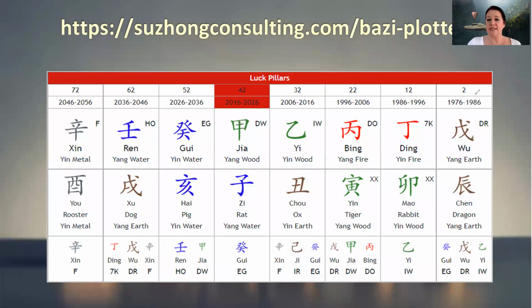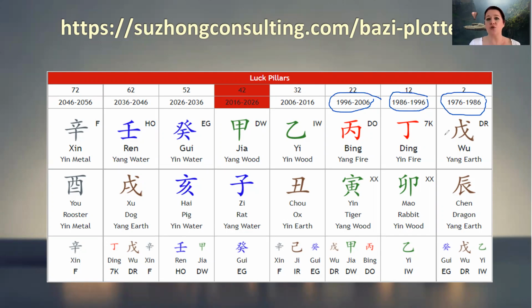Now, the luck pillars are always giving us a 10-year increment, as you can see here. In Chinese astrology, we divide a lifetime into 10-year increments. It doesn't necessarily have to start at the time you are born. Depending on the way we calculate this, this could start at your year 2 or 5 or 8. Doesn't matter so much for this purpose. But what you need to know is that your lifetime in Chinese astrology is divided into 10-year increments, and each 10-year increment is called a luck pillar.